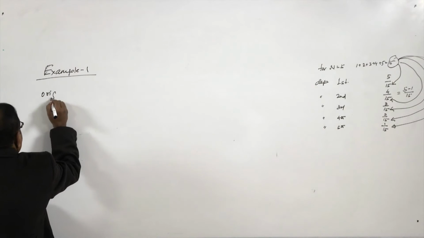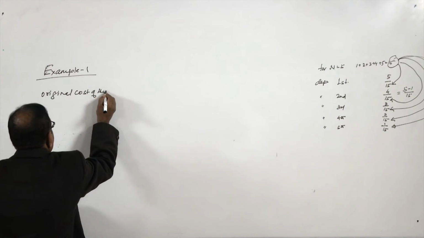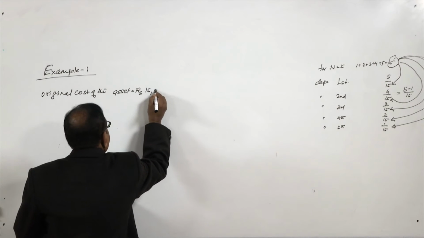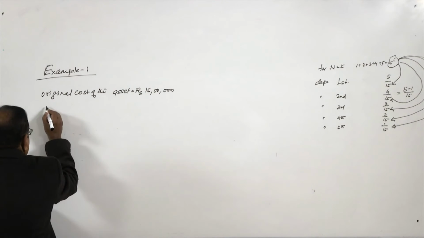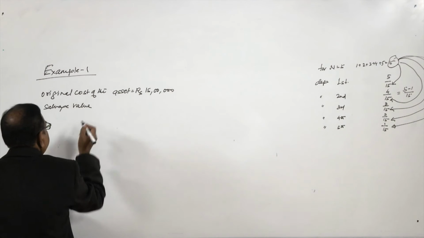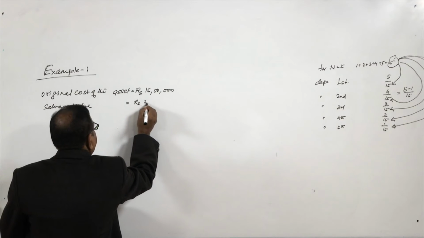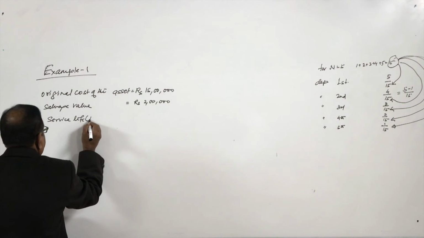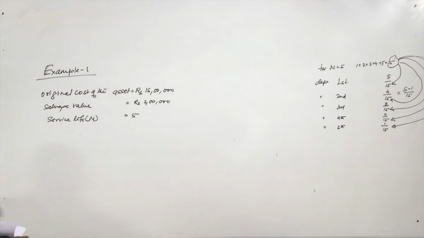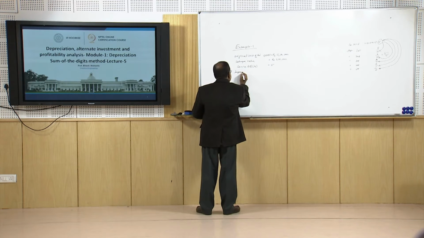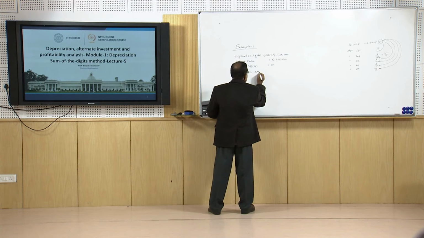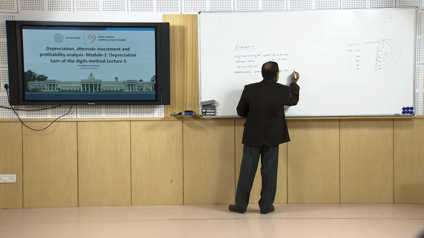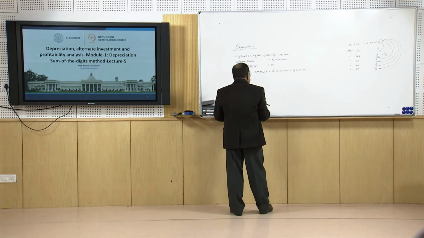Now, original cost of the asset is 15 lakh, salvage value is equal to 2 lakh, service life equal to 5 years. So, depreciable amount is equal to rupees 15 lakh minus rupees 2 lakh, which comes to be rupees 13 lakh.